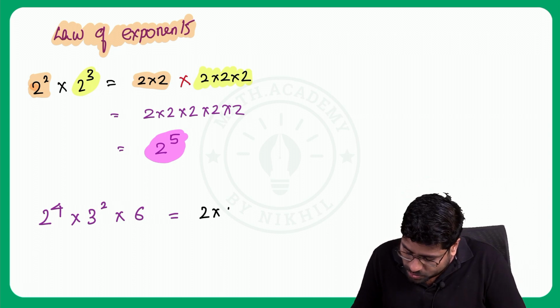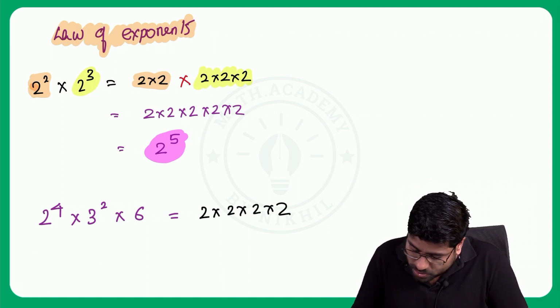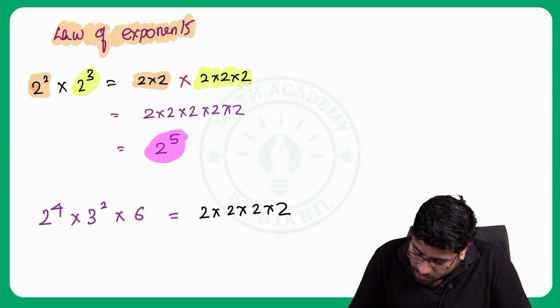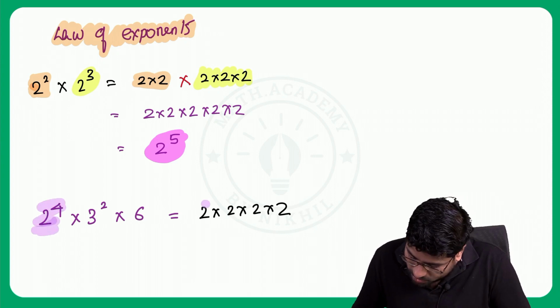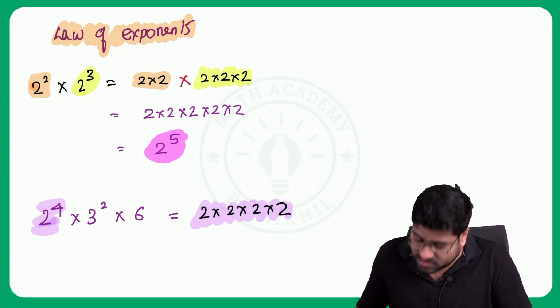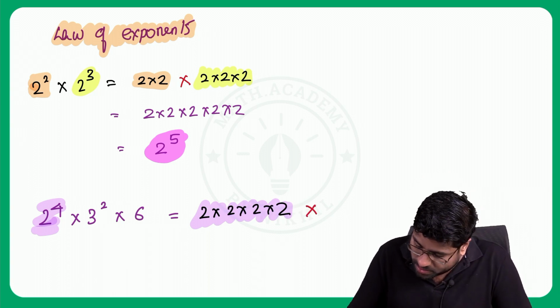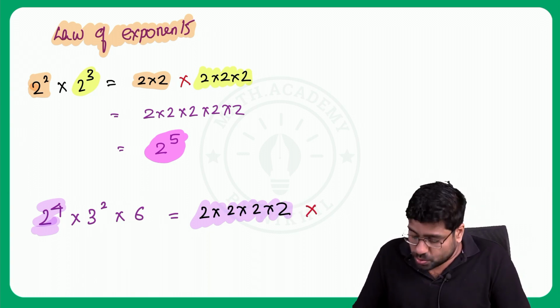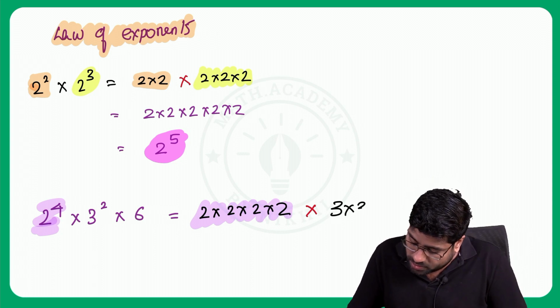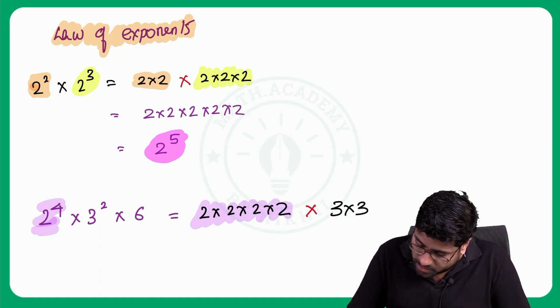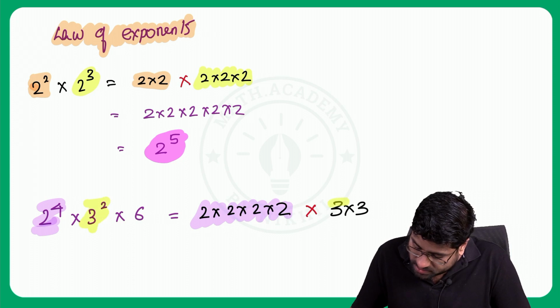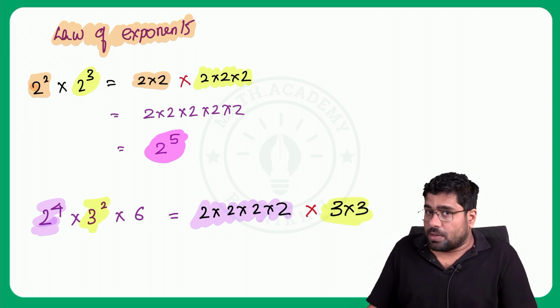So it is going to be 2 into 2 into 2 into 2. That is for whom? That is for 2 to the power of 4. 2 to the power of 4 has been written like this. The next thing is I'm going to write down about 3 raised to 2. So that is going to be 3 into 3. Now 3 into 3 is standing for whom? Yes, 3 into 3 is standing for 3 to the power of 2.